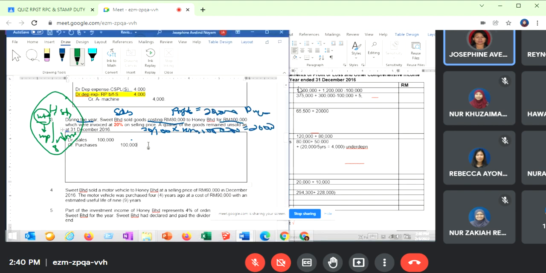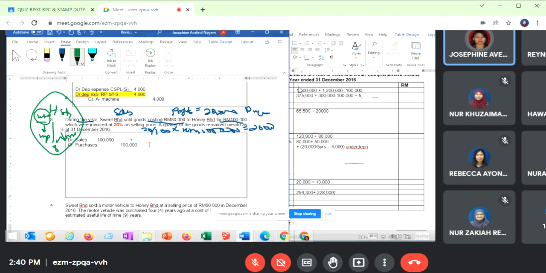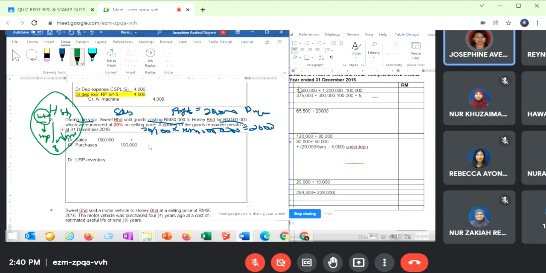Okay, and for the unsold goods, you're going to debit the unrealized profit on the inventory. Okay, and you're going to credit the inventory. You're going to reduce the inventory. Please go to the consolidated statement of financial position.